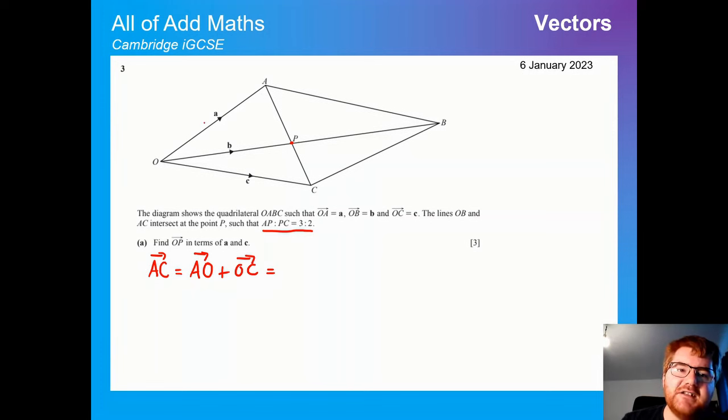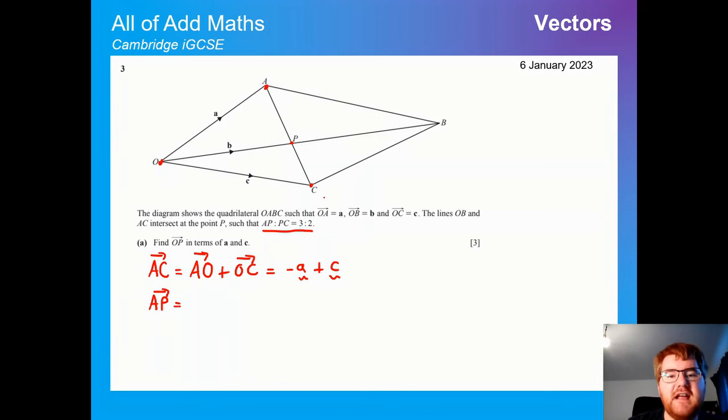Well, for the vector AO, we're going against the arrow, so we're not going to go plus A, we're going to go minus A. And then going from O to C, that's just following the vector C. So the vector AC, going from A to C, we're going to take the long route: A to O, and then O to C. However, we're not interested in that vector, we are interested in the vector AP.